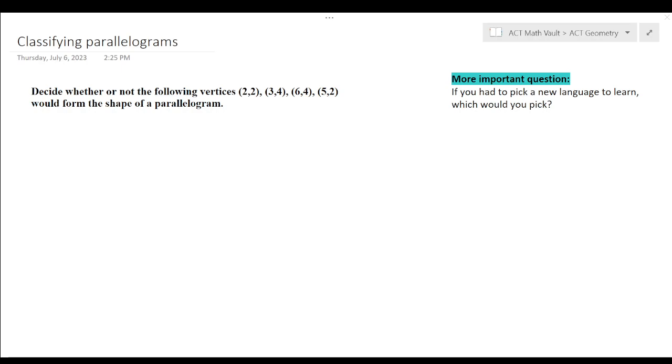To make sure we don't take ourselves too seriously, think about the fun question. If you had to pick a new language to learn, which would you pick?